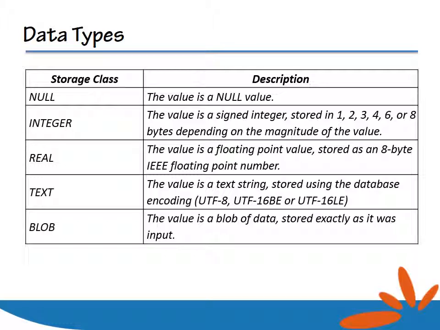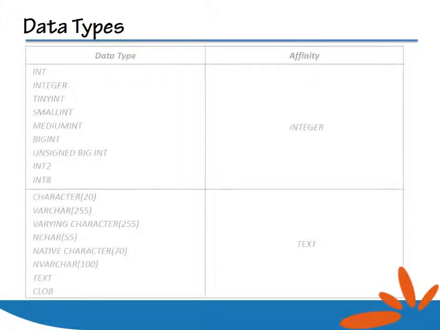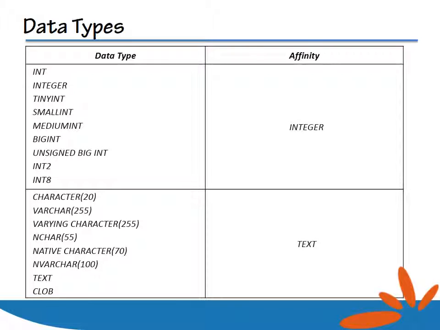For example, for an integer, we can use INT, INTEGER, TINYINT, SMALLINT, MEDIUMINT, BIGINT, UNSIGNED BIG INT, INT2, and INT8. The next one is TEXT. For example, CHARACTER(20), the number of characters to be saved being 20, VARCHAR up to 255 characters. Next, VARYING CHARACTER up to 255 characters, NATIVE CHARACTER 70 characters, and NVARCHAR 100 characters, TEXT, and CLOB.